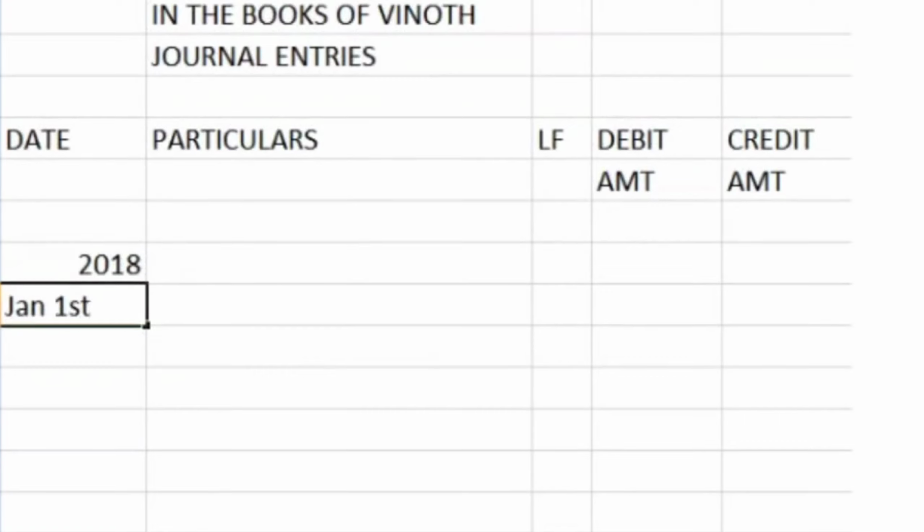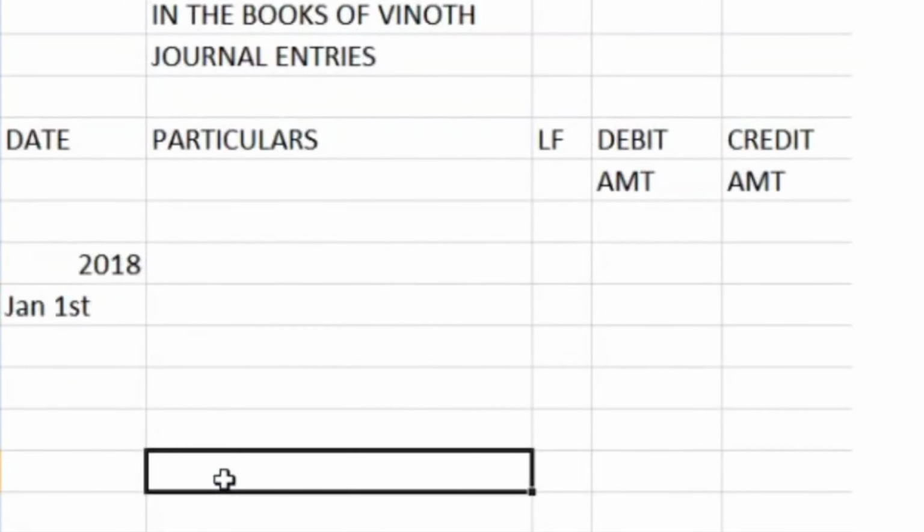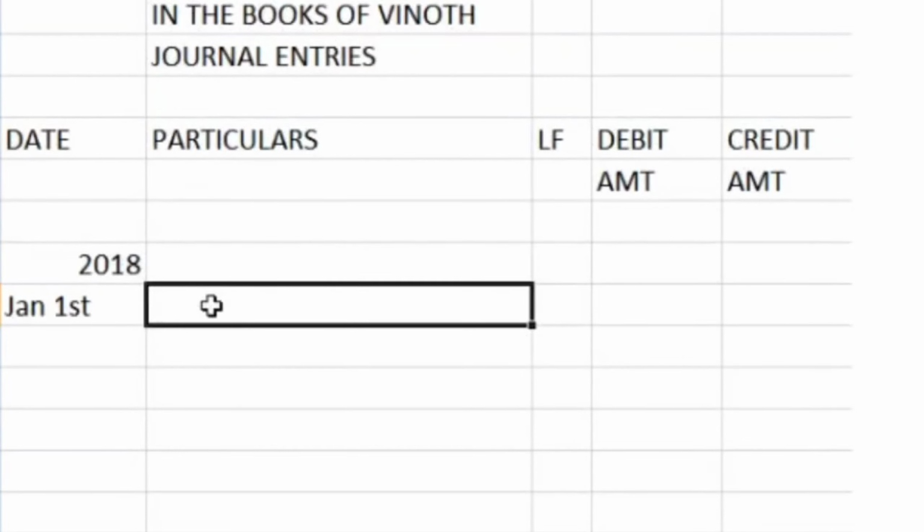Or you can use the other format also, that is 1/1/2018. Right? So next, as I told you, we are going to record all the assets, which are going to be debit concepts. All assets are debit concepts. So we are going to record them, that is, we are going to list them out, and then we are going to go to the liabilities.